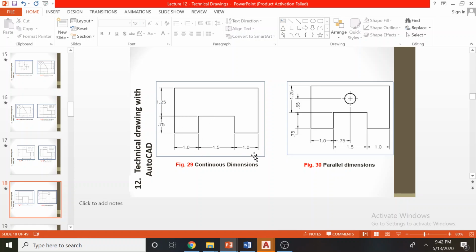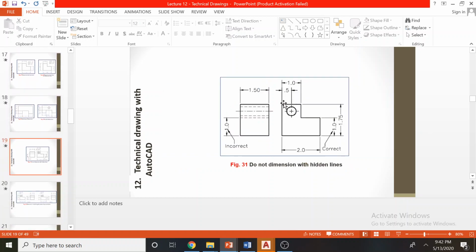These are called continuous. I told you in previous videos, don't use this in production drawings, because if you make a mistake here, that mistake will be accumulated to the other places also. And we can use the parallel dimensions also. If you have something like a hole, these two dimensions are called parallel. If you don't have an idea about symmetry, just use this parallel dimension, no problem.